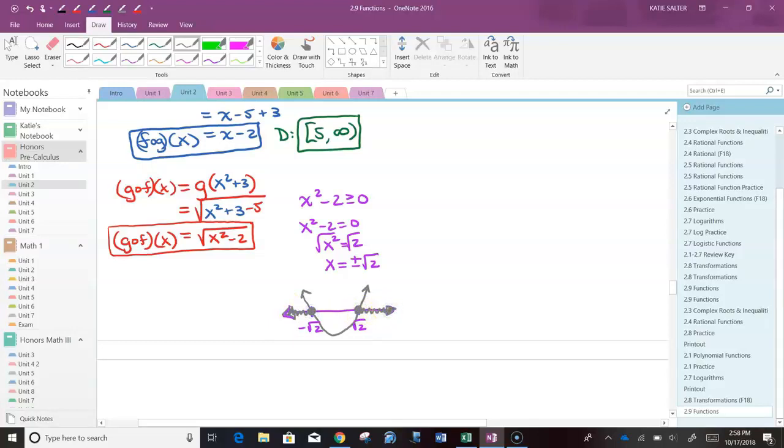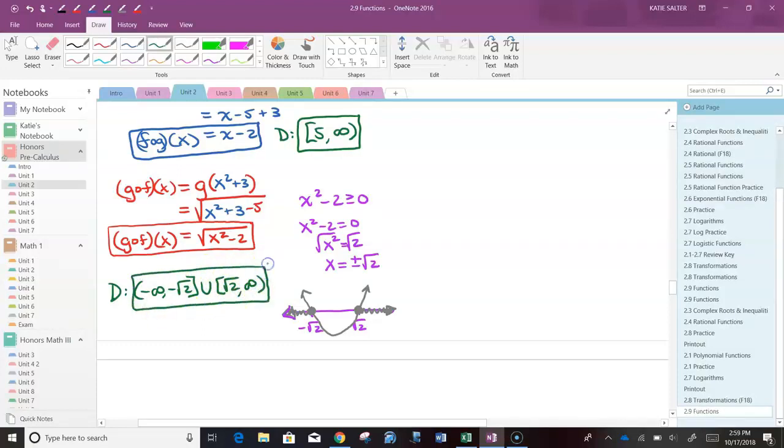Since our inner domain was all real numbers, we just add this to that. It has to be within that. So our domain of the g of f function is going to be from negative infinity to negative square root of 2, bracket, in union with, bracket, the square root of 2 to infinity.